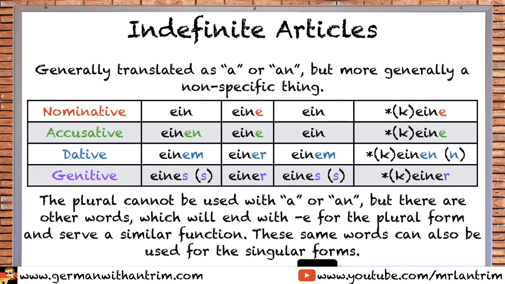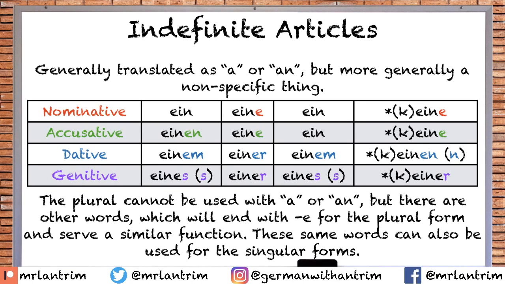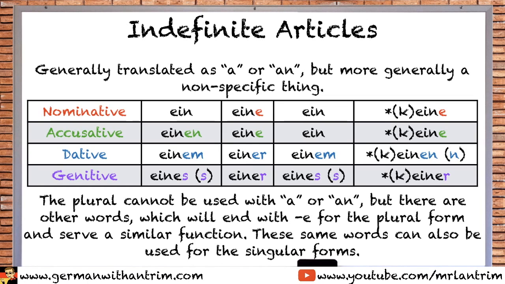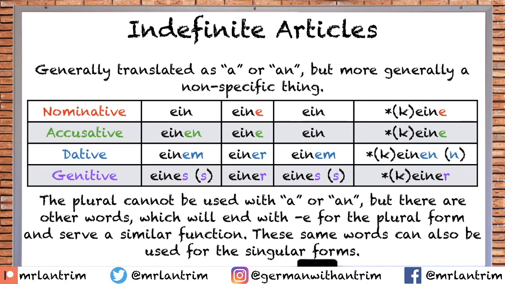Now we can get into some ein-word examples here. These are sometimes called ein-words, sometimes called indefinite articles, but these are basically a or an in English, and they are used to identify a non-specific thing. So not the, but a thing, okay? And as always, you can't use this in the plural form. That's not going to make any sense to say a books. So instead, we use here an asterisk and a K to indicate that it's something other than that, which I show in the next slide, okay?